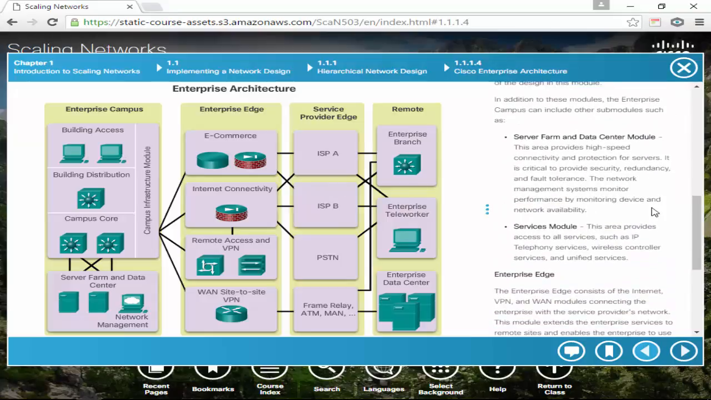Anyway, is there any good information? All right, let's see what they say here. Server, farm, and data center module. This area provides high-speed connectivity and protection for servers. It is critical to provide security and redundancy and fault tolerance. The network management systems monitor performance by monitoring device and network availability. The service module. This area provides access to all services such as IP telephony, wireless controller services, and unified services.